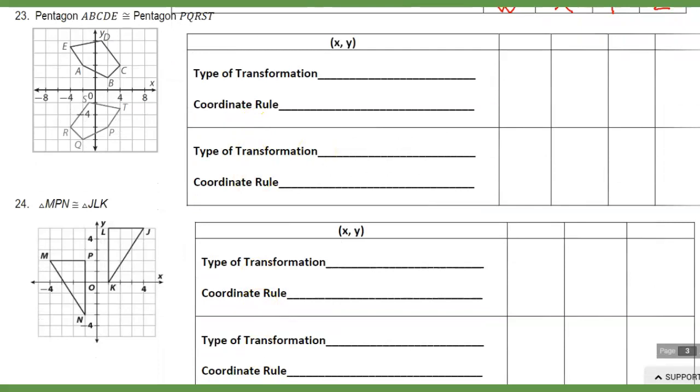Good practice. Now there are 5 points here for the pentagon. I don't know if there's enough room for all 5, but if it works for 4 of them, it's probably going to work for the 5th. So we really only need to do, let's say, the first 4 here. That'll give us a good enough sample to get the right answer. So let's do A, B, C, and D. All right, and those are going to map to P, Q, R, and S.